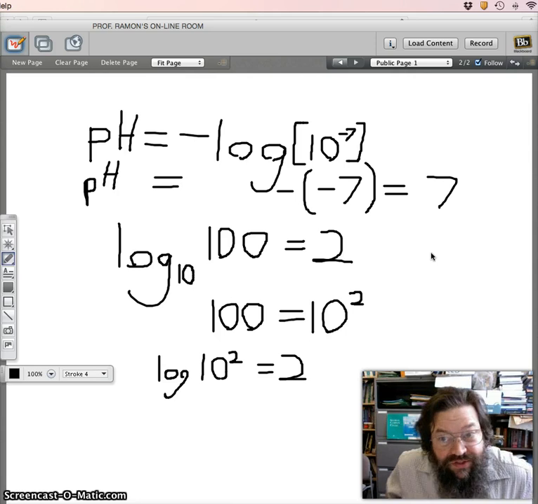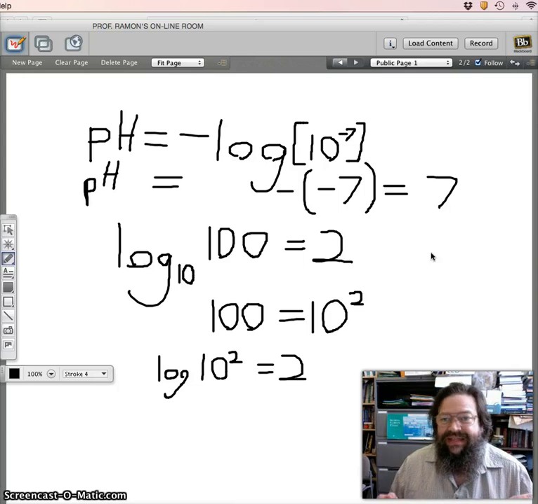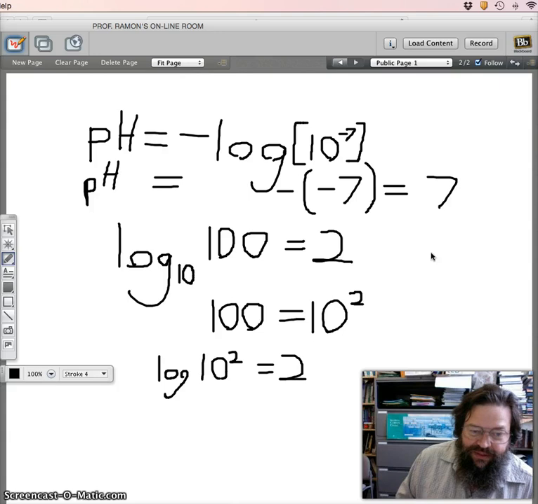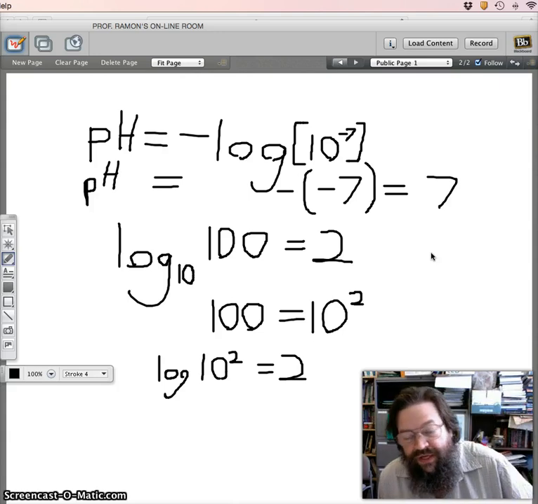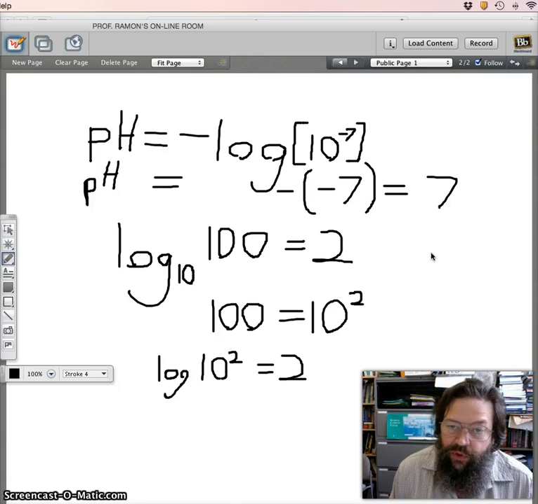So what I've just done for you is I have proven to you that the pH of a neutral solution is 7. That may not seem impressive because every one of you came into this already knowing that neutral solutions have a pH of 7. But it's important that you know that 7 is not just a number that somebody made up. It has a real meaning to it. It's related to that equilibrium constant.